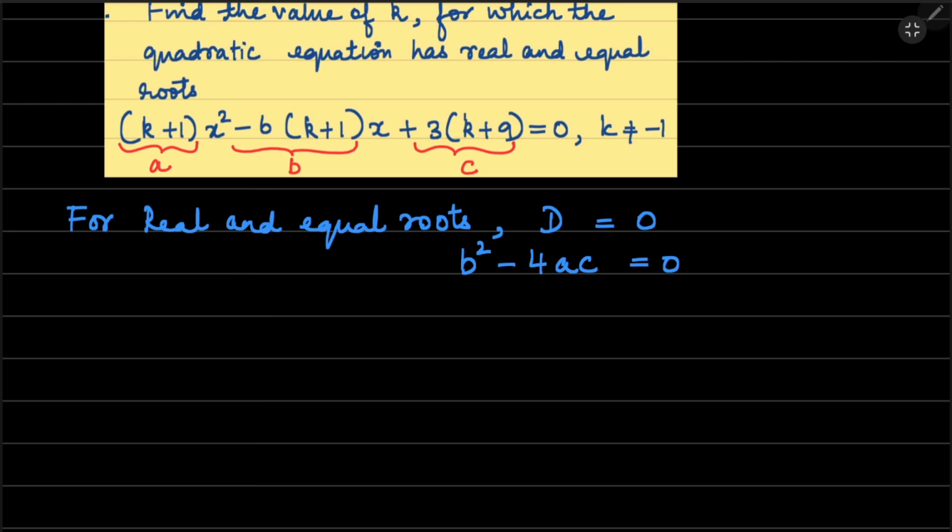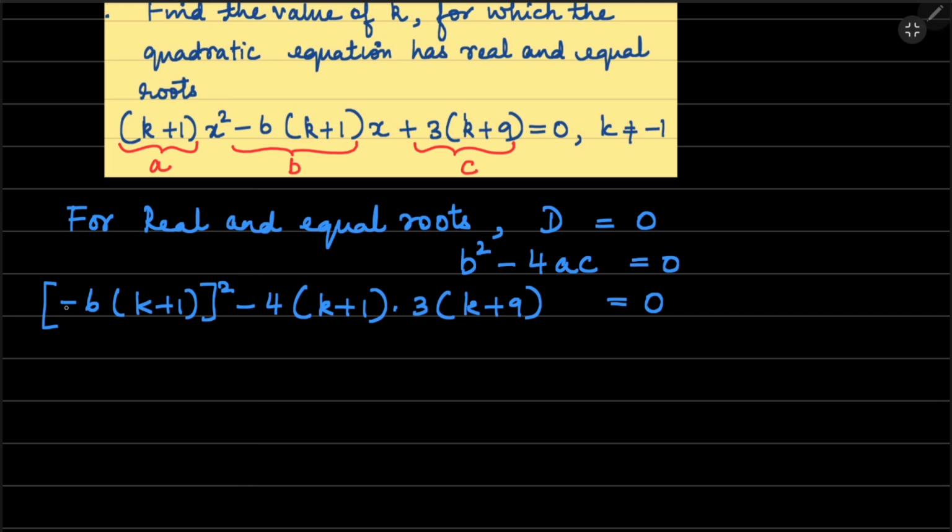So b square. So what is your b? I'll take a square bracket. Minus 6 multiplied by k plus 1, the whole square. Minus 4 multiplied by a is nothing but k plus 1. C is nothing but your 3 multiplied by, so this is nothing but 3 into k plus 9 equal to 0. Okay, so minus 6 the whole square is 36 into k plus 1 the whole square. Okay, minus 4 into 3, it's minus 12 multiplied by k plus 1 into k plus 9 equal to 0.